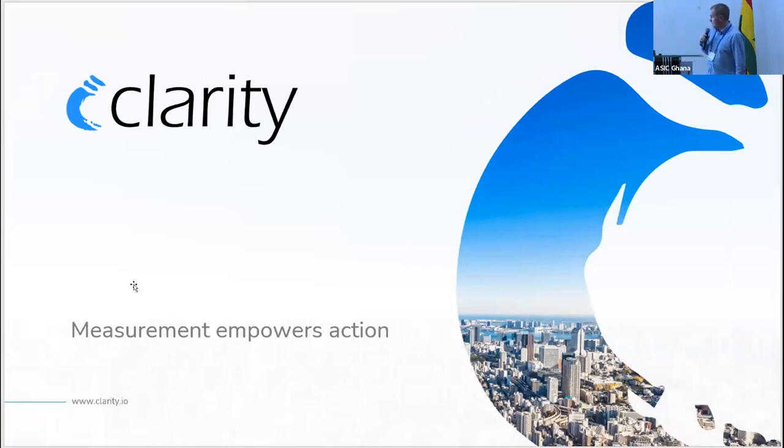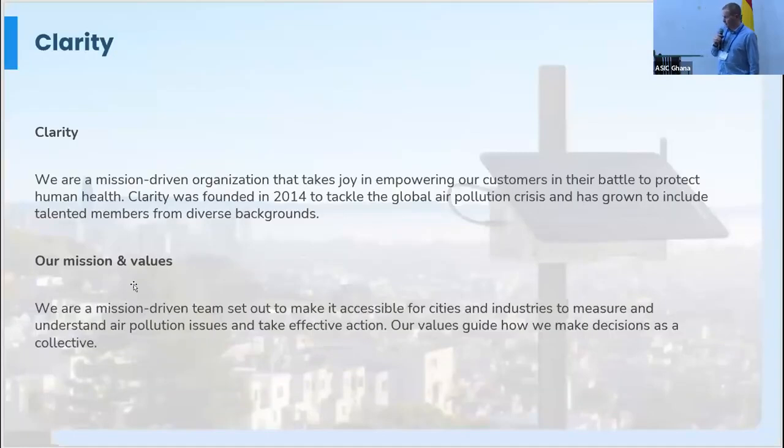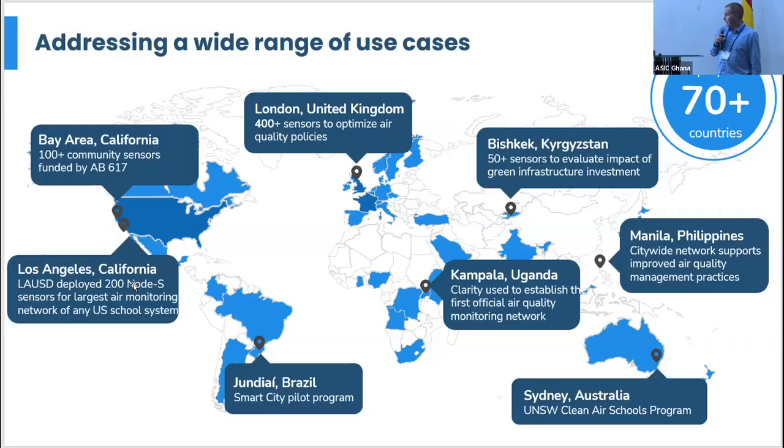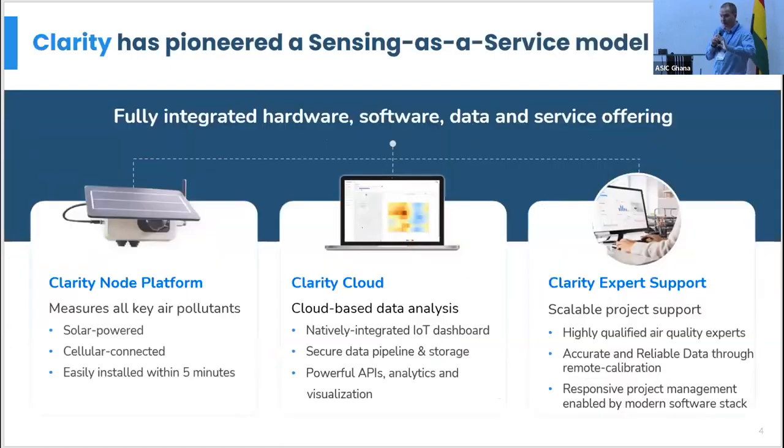So we've now got active sensors in over 70 countries around the world. Some of these are the larger projects that we're involved in. So Breathe London, we've got over 100 sensors in Bay Area, California. We've got over 400 sensors now in Sydney and Australia. So we operate all over the world. So we're in 70 countries on 6 continents. So I'm going to power through this because I know everybody's tired.